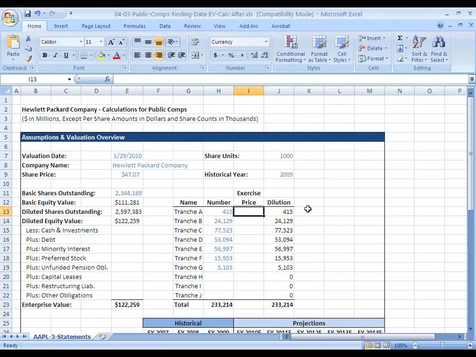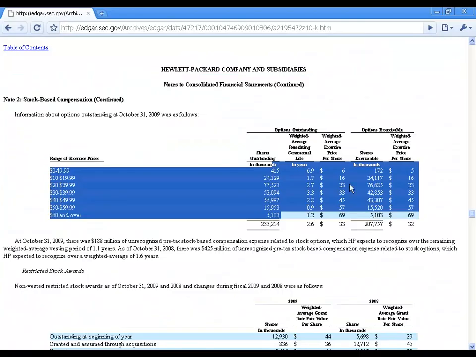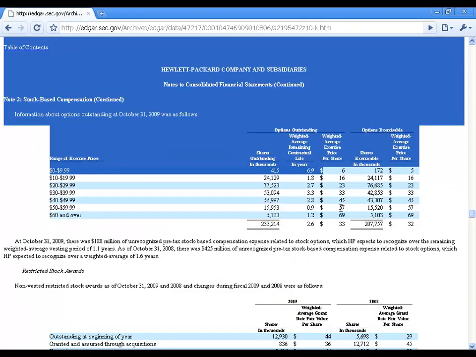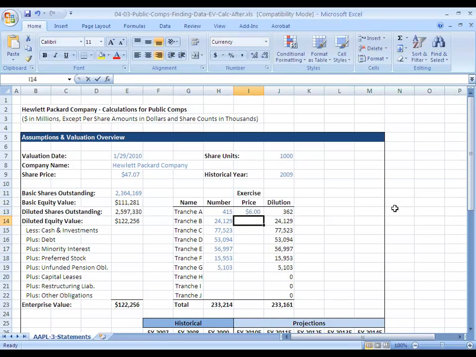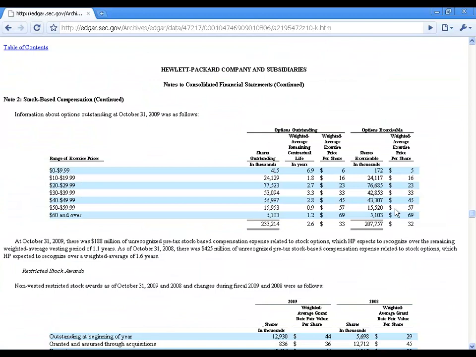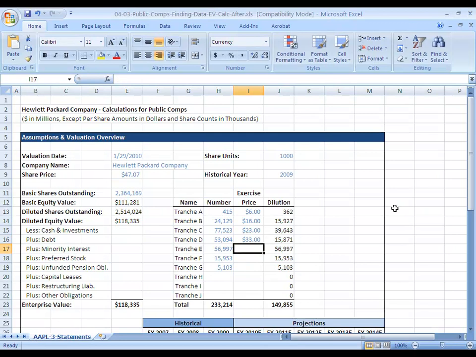Now for the exercise prices, we want to look over in the right-hand column, over on the side. So we have 6, 16, 23, then 33, 45, 57, 69. And so we have that in place right now. This lets us get to Hewlett-Packard's diluted equity value of $114 billion right here.